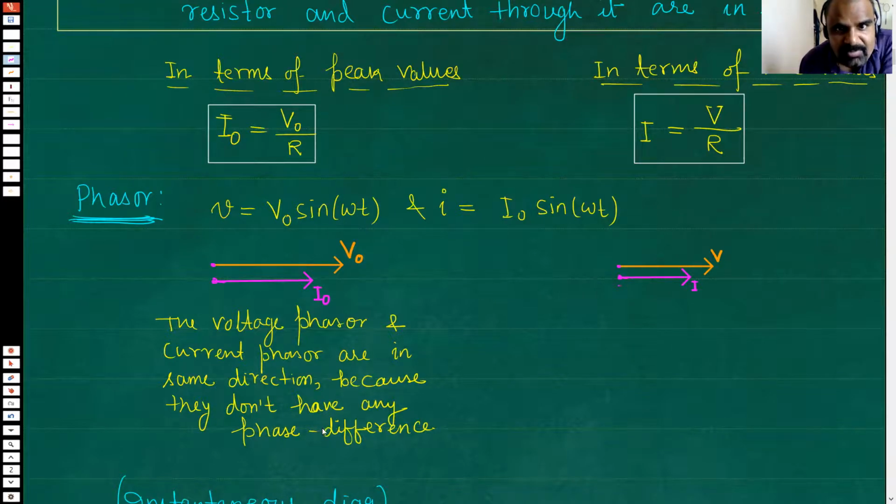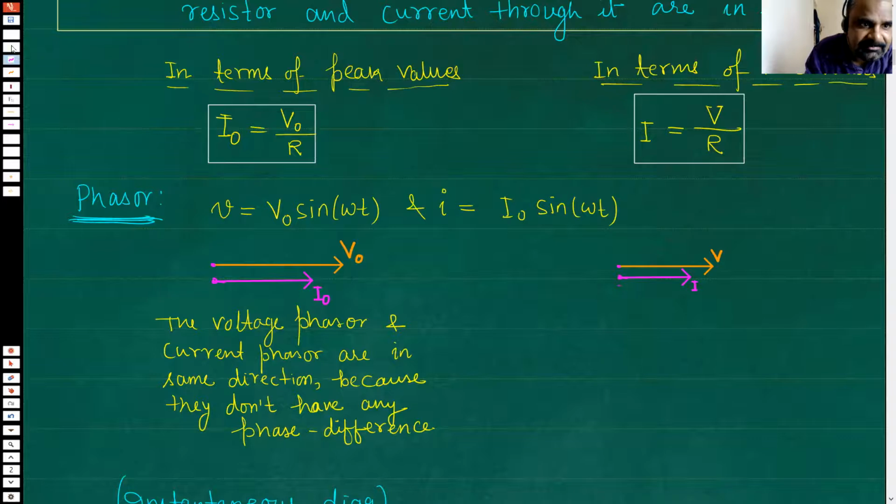It will really not make too much of a difference, because all we are doing is drawing this diagram and then squeezing it by a factor of √2. So all lengths will get shortened by a factor of √2. And when peak value is divided by root 2, we get RMS values. The relation will remain the same.